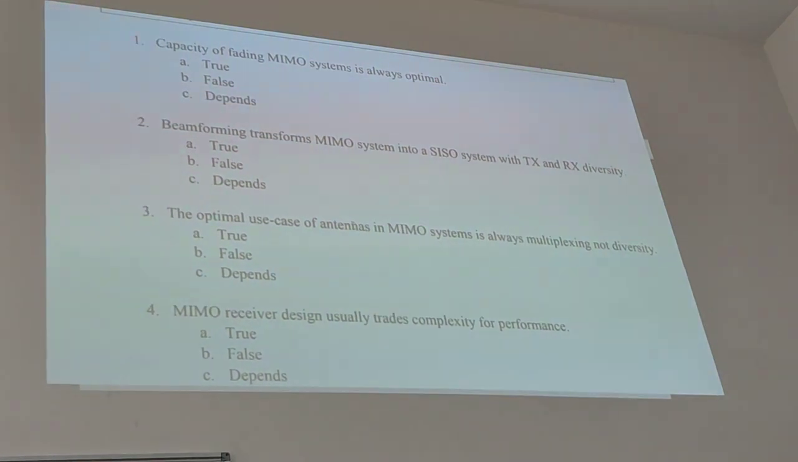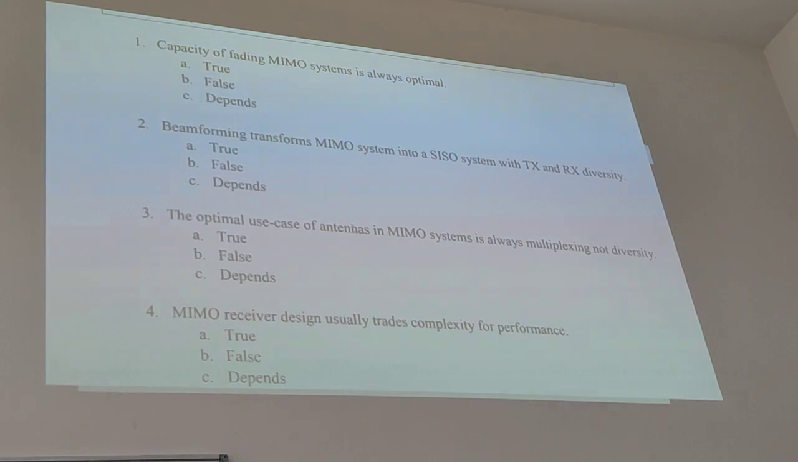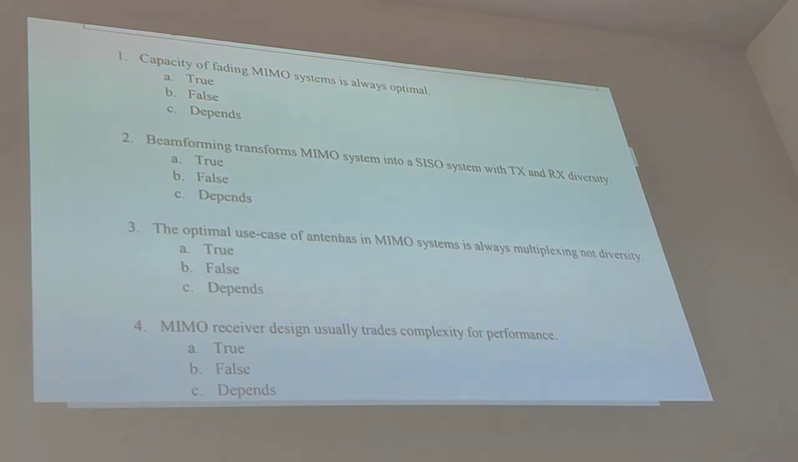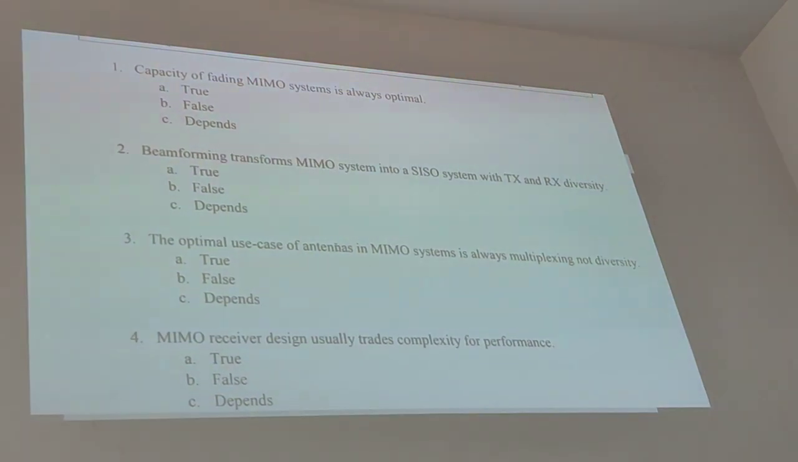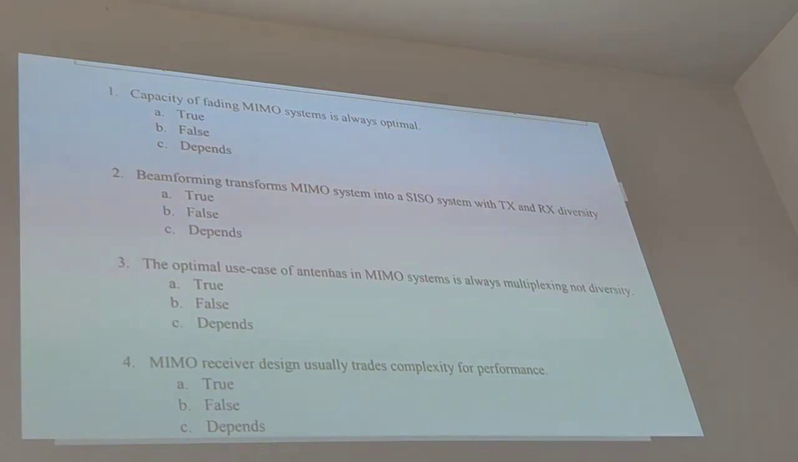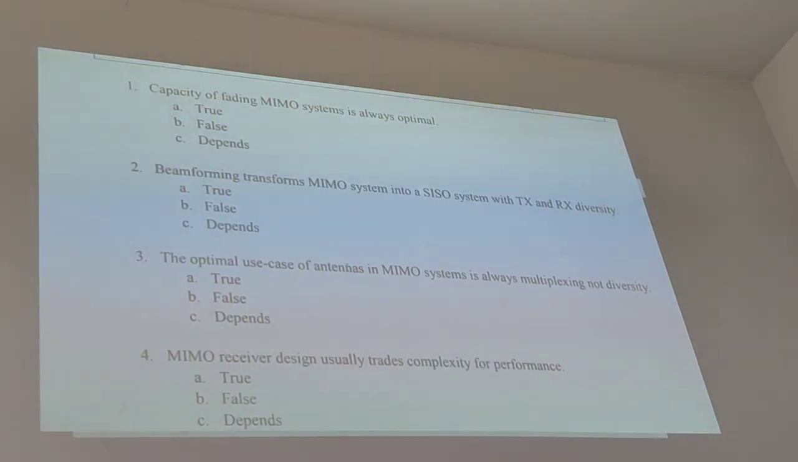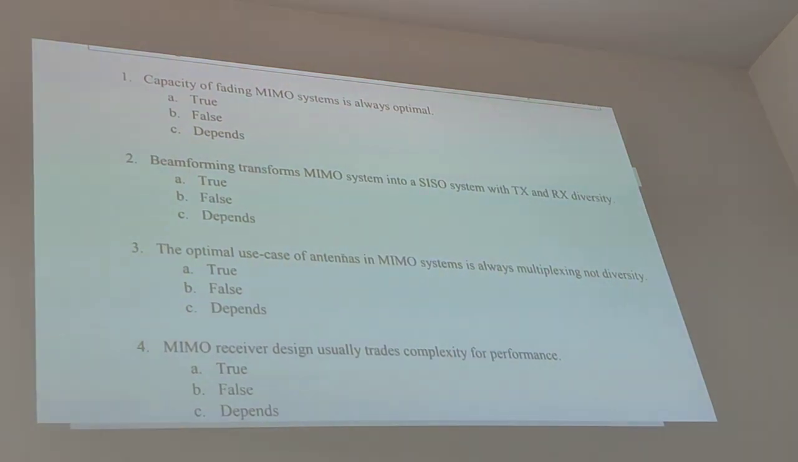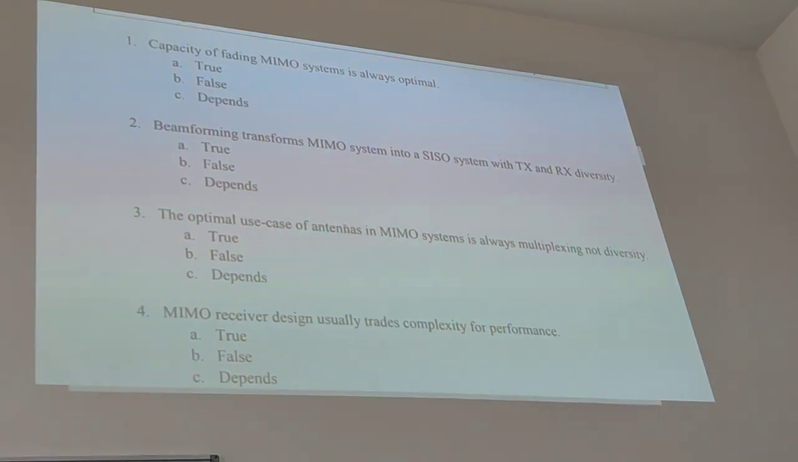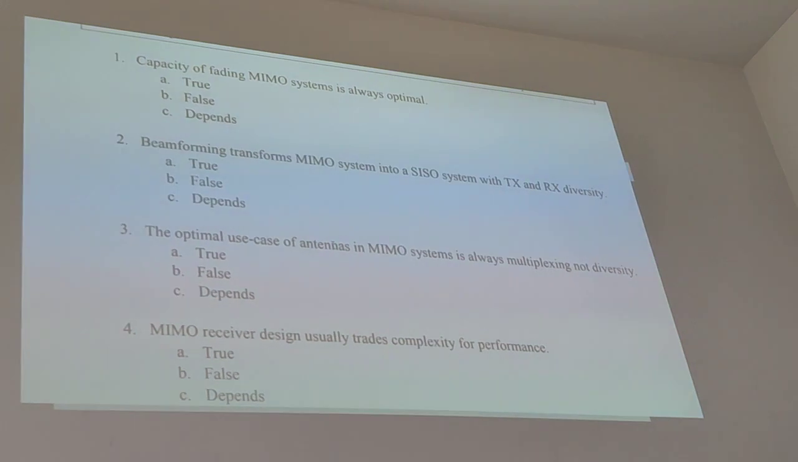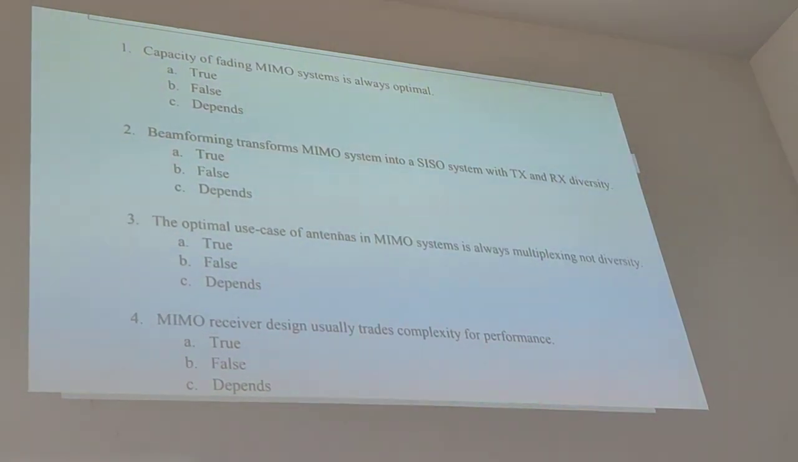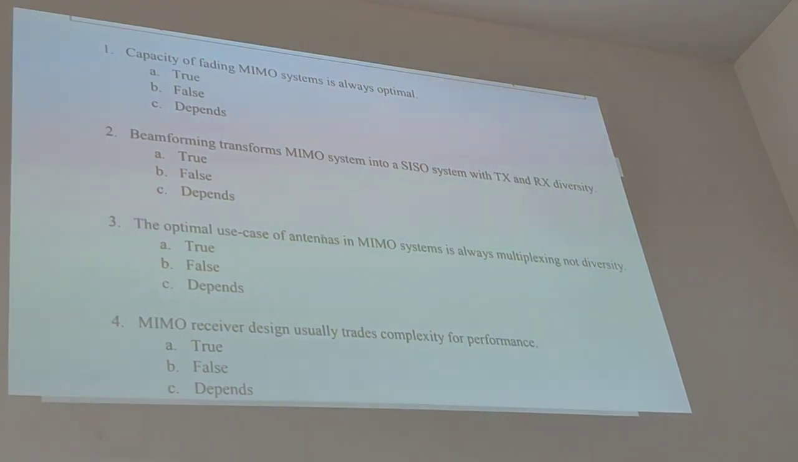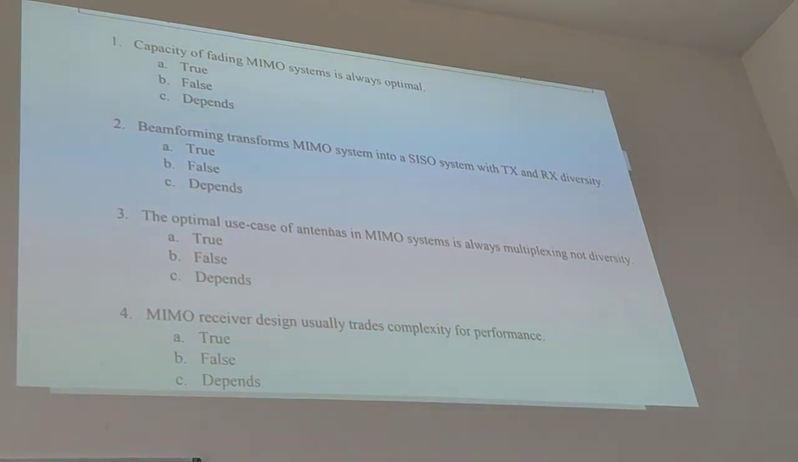So, moving on to MIMO. The capacity of a fading MIMO system is always optimal. True, false, depends. I think it depends, but if you say false, because it says always, you are correct as well. The capacity of a fading MIMO system depends on what you use at the transmitter, how you optimally allocate the power, and what type of channel you have, what you do basically at the transmitter so that you get the optimal capacity. Here, the second question: beamforming transforms a MIMO system into a SISO system with transmit and receive diversity.